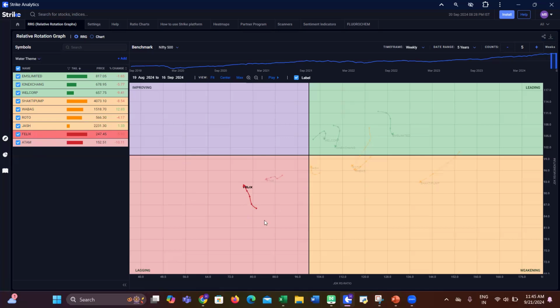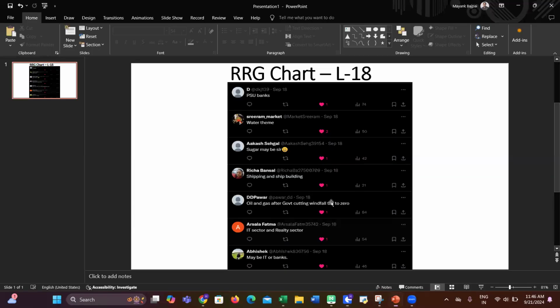Felix Industries showing a good RS momentum, but not a significant increase in the RS ratio, so still in lagging. Very interesting to see if it goes further into improving. All right, next one is Atom Walls. It's in lagging, very small tail length, so not a significant increase in the RS momentum, and certainly there is a decline in the RS ratio. So this was all about the water theme.